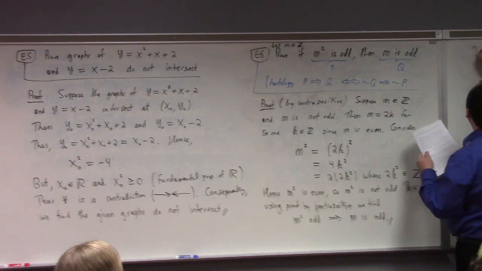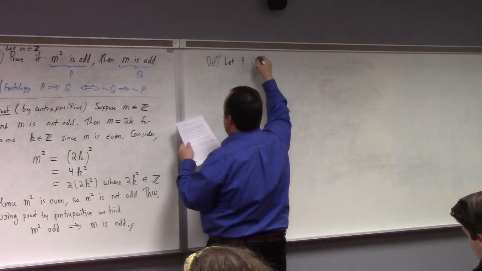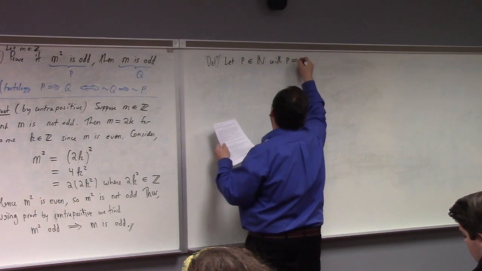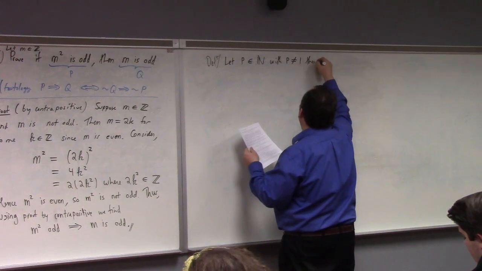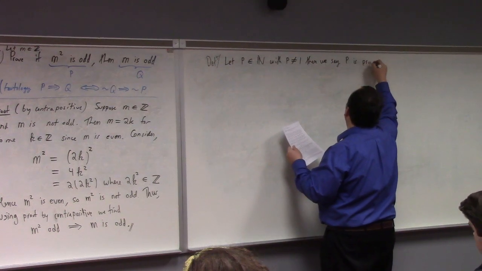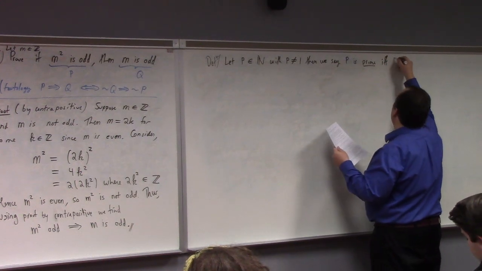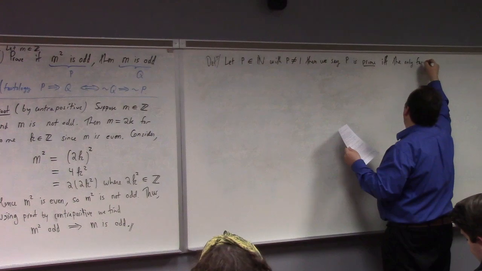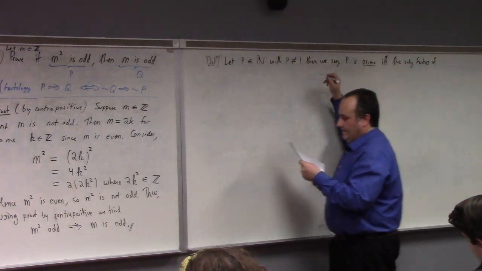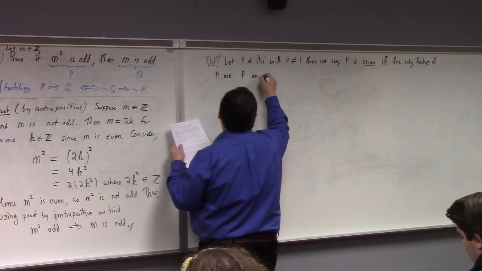So, definition, here it is. Let P be a natural number with P not equal to 1. Then we say P is prime if and only if the only factors of P are P and 1.